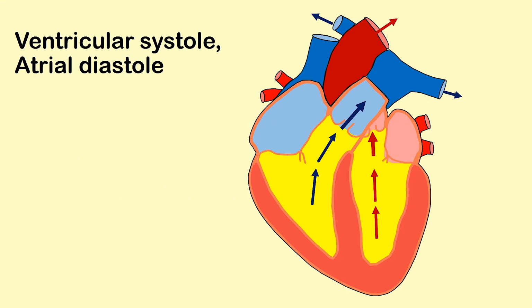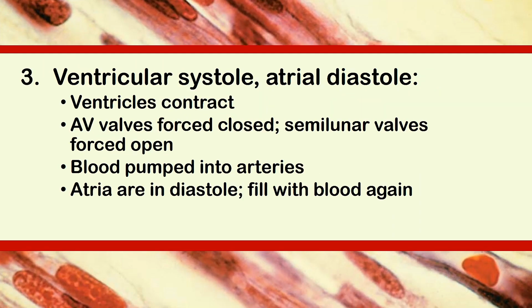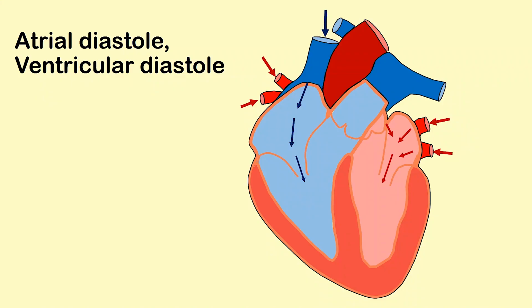The AV valves are forced closed by this intense pressure, but the semilunar valves are forced to open. The blood is then pumped into the arteries. During this time, the atria themselves are going to be in diastole and are beginning to fill with blood again from the veins.